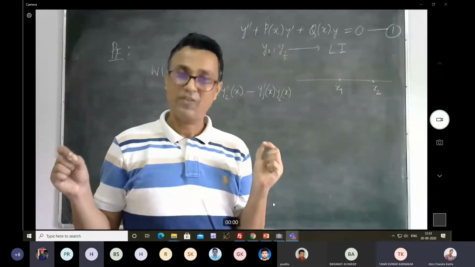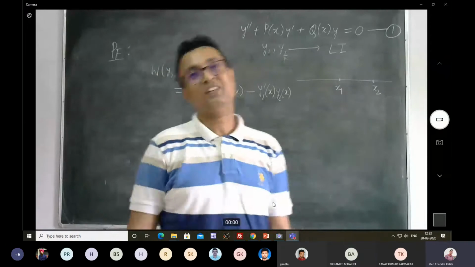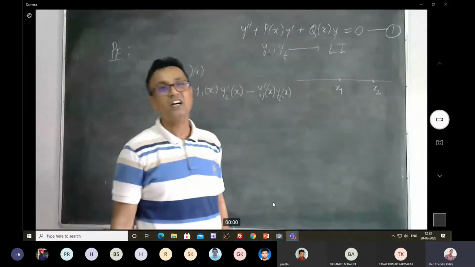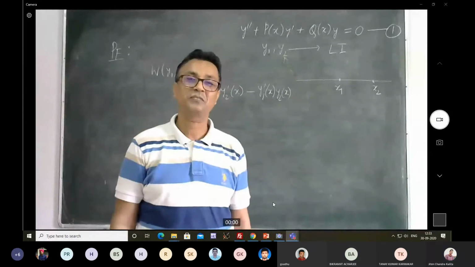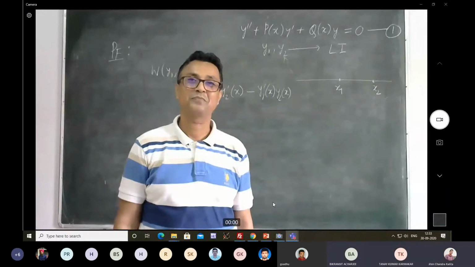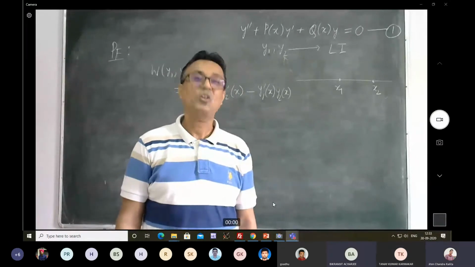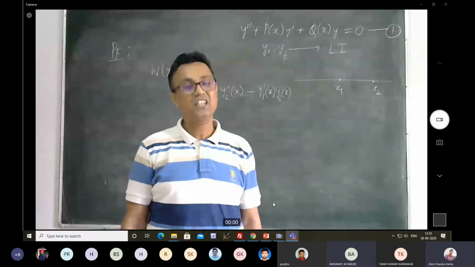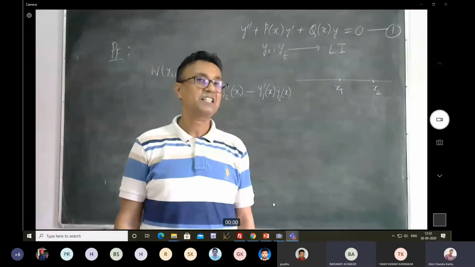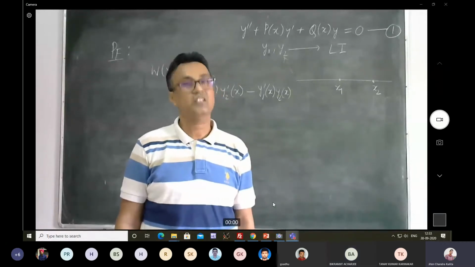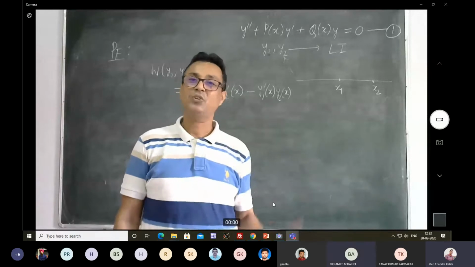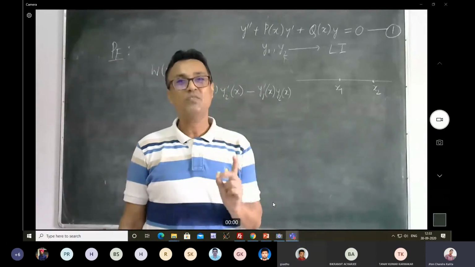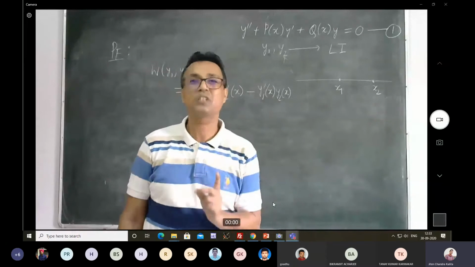Now you tell me, if both the functions vanish at a common point, what is going to happen? At that point, the Wronskian will turn out to be 0. In that case, y1 and y2 cannot be linearly independent. That is why the zeros of y1 and y2 have to be distinct.